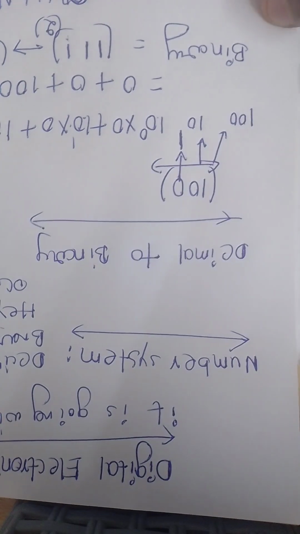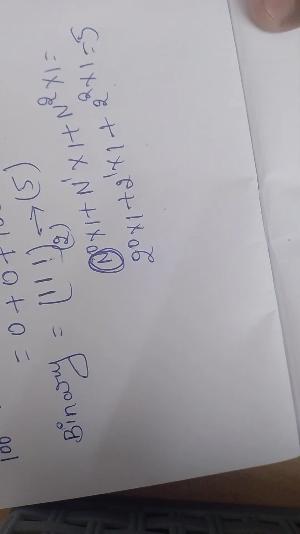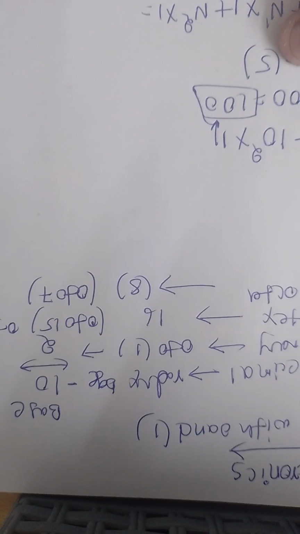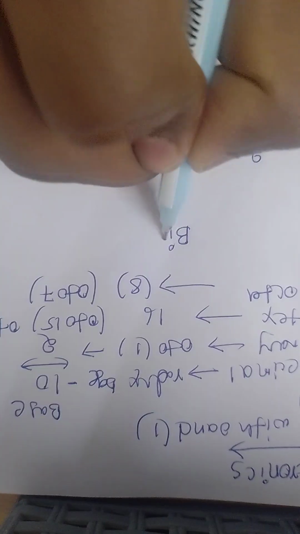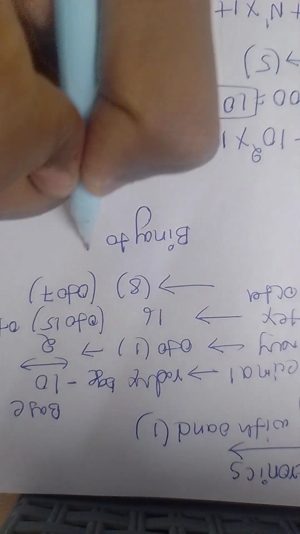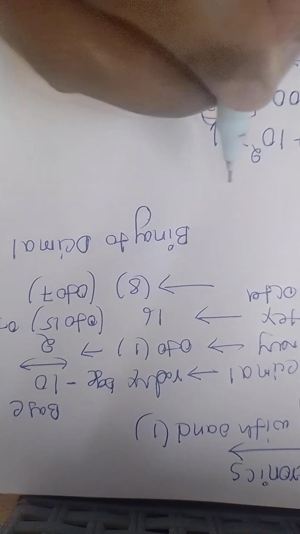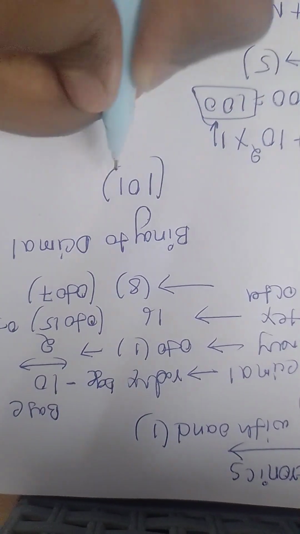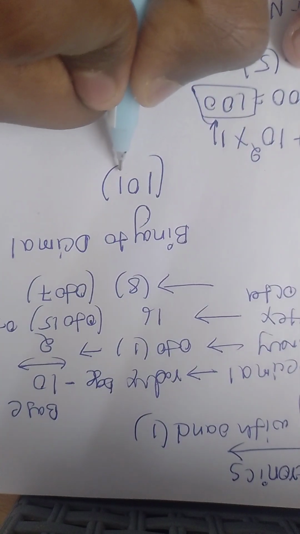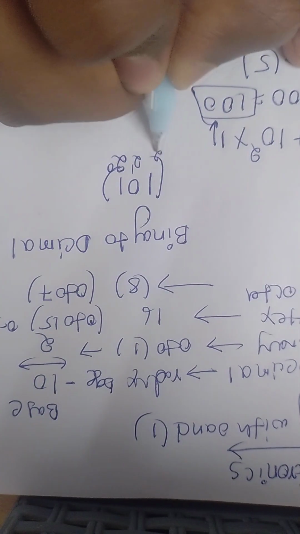Now we are going to discuss how to convert from one number system to another. We have seen that if it is binary, we calculate like this. If I need to convert binary to decimal, we convert the same way.